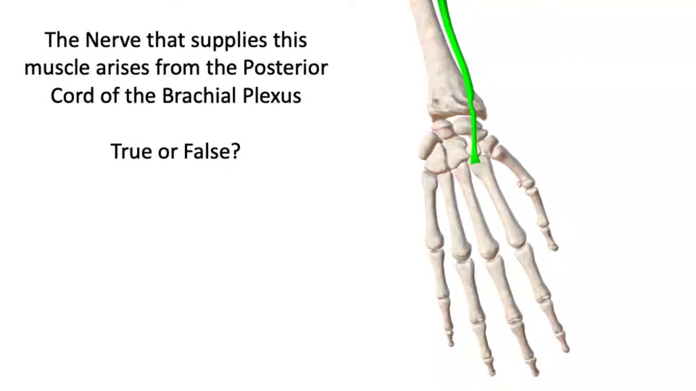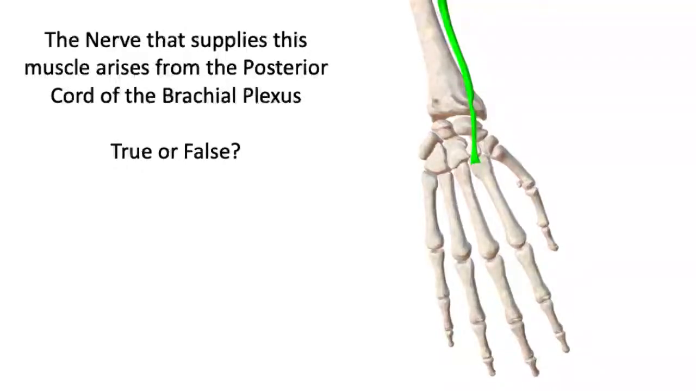The nerve that supplies this muscle, the tendon of which I've highlighted in green, arises from the posterior cord of the brachial plexus. Is that true or false? Does the nerve that supplies the muscle highlighted in green arise from the posterior cord of the brachial plexus?